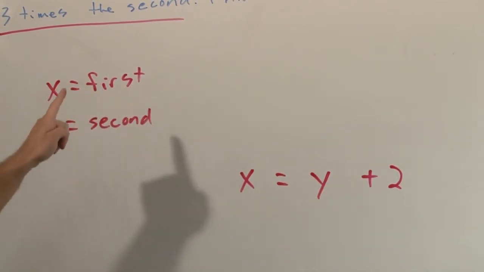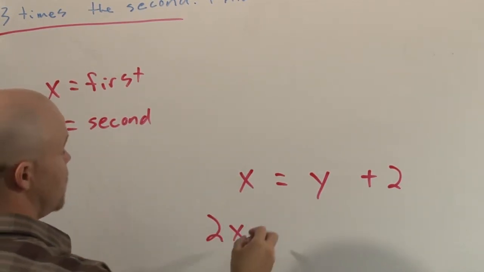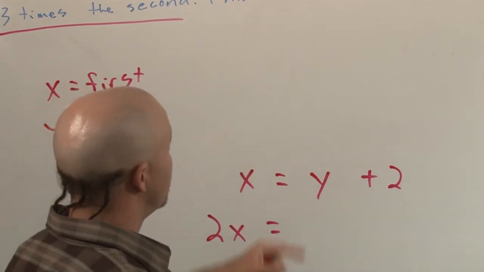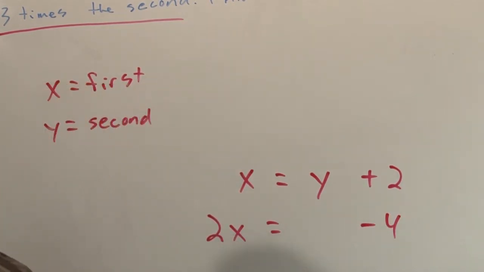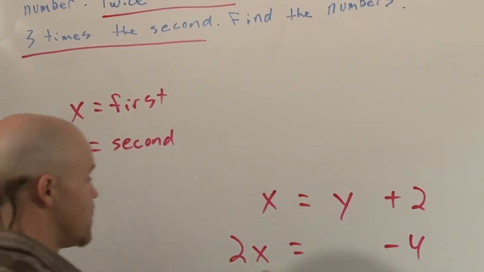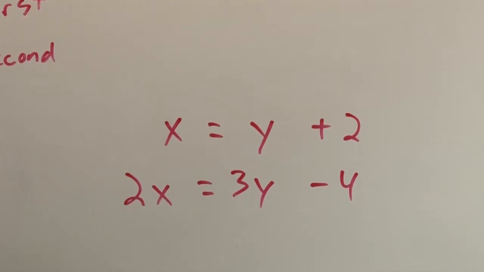Okay, the next part, we have twice the first. So 2 times the first is 4 less than something. It's 4 less than 3 times the second. So 3 times the second number. Okay, now find the numbers.